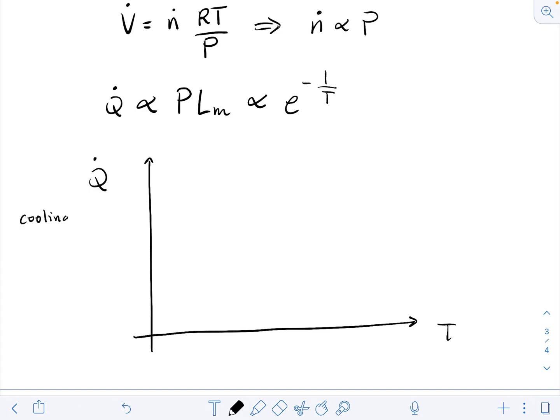So if we were to plot this function, so here we go, cooling power Q dot as a function of temperature, this exponential to minus 1 over T. So let's imagine at really low temperatures, then 1 over T is large, and so e to the minus a large number is small. So out here, the cooling power is really small at low temperature. At high temperature, 1 over T is small. E to the small number is quite a bit larger. And so this looks something like that.